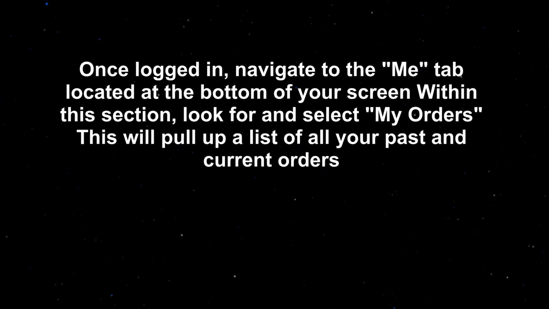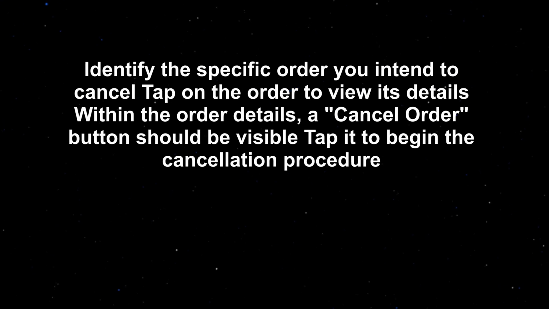Once logged in, navigate to the Me tab located at the bottom of your screen. Within this section, look for and select My Orders. This will pull up a list of all your past and current orders. Identify the specific order you intend to cancel. Tap on the order to view its details.